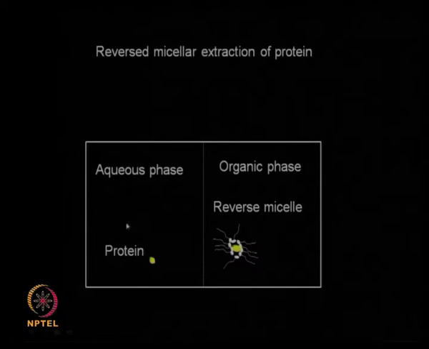Typically that is what happens: you have the aqueous phase, you have a protein. When I put in the organic phase, the reverse micelle is formed, so all the hydrophobic tails are pointing out, the hydrophilic polar groups are buried inside, and your protein also is buried inside. Now I have lots of micelles with just the protein, so I can nicely separate them. It is a very intelligent way of separating proteins.